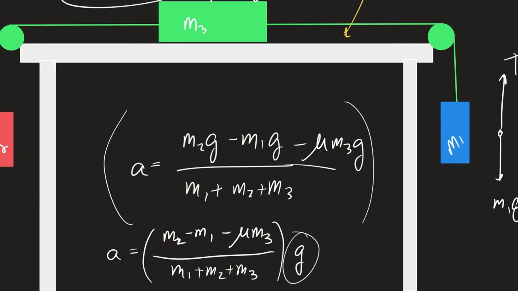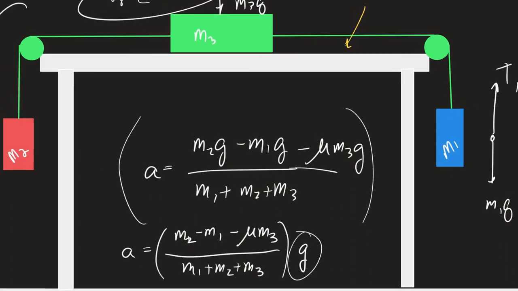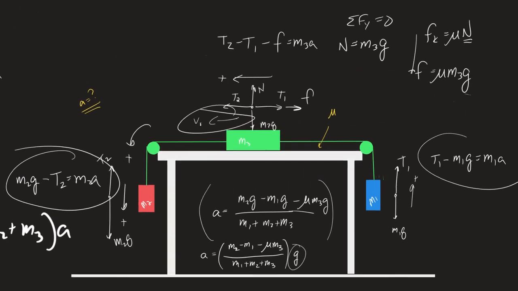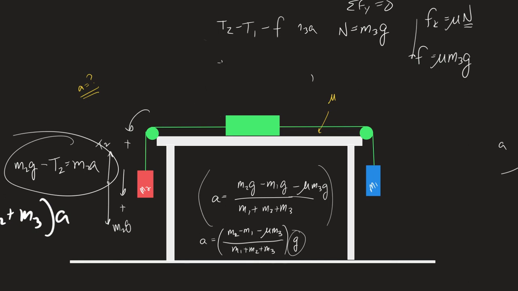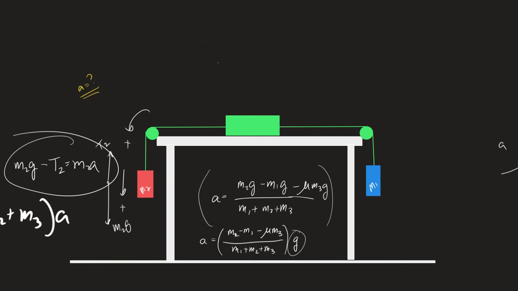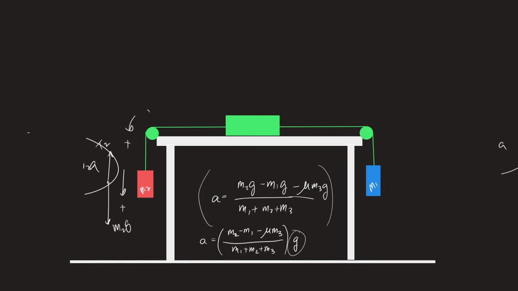Different things. Let's go back to this picture. I'm going to do the same thing, but I just want to clean this picture up. I'm going to get rid of that box that's on the table, get rid of the coefficient of friction, and just have the two boxes hanging on the sides. They're nice and clean.